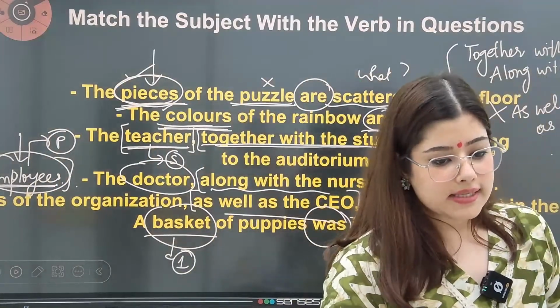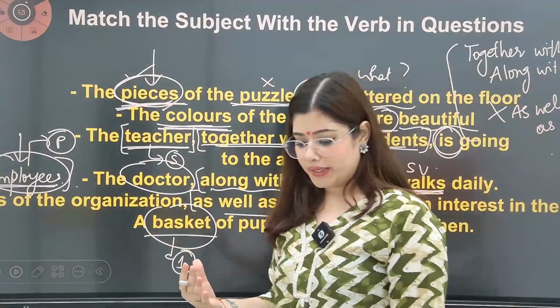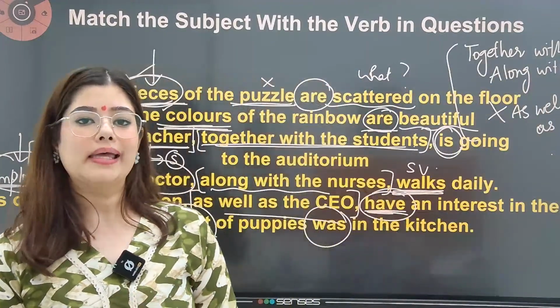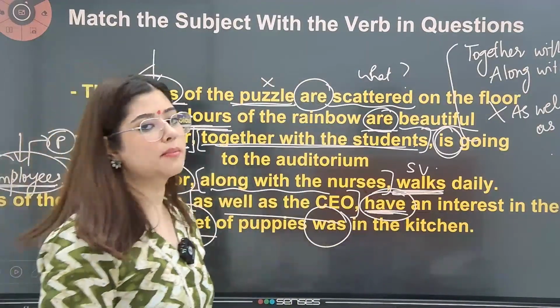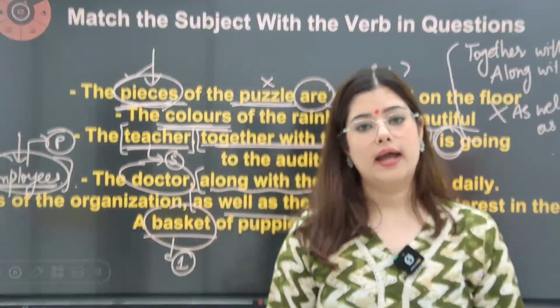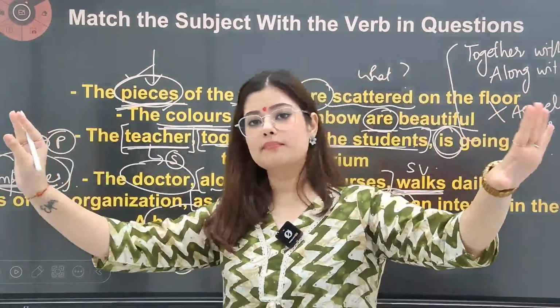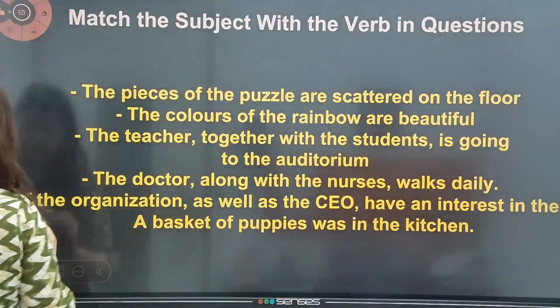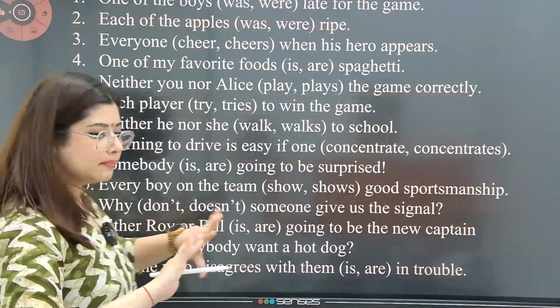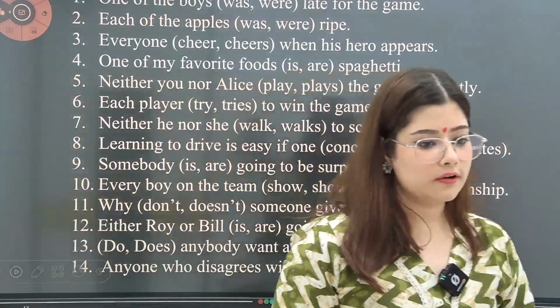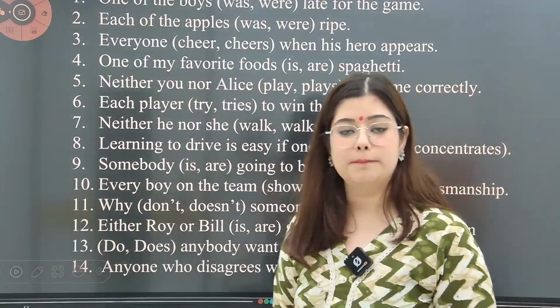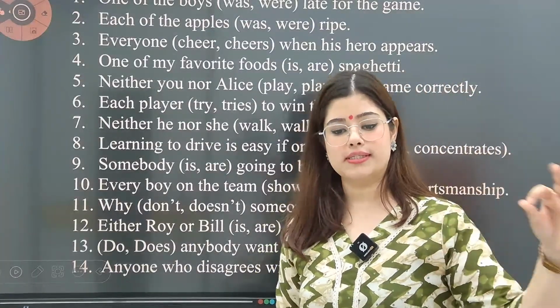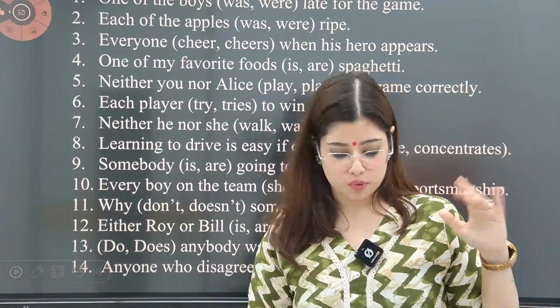So these are some of the rules that we need to keep in mind while solving the questions pertaining to subject-verb agreement. And one simple rule, I said it earlier, I'm going to say it again. One simple rule that we will follow, and that would be singular subject, singular verb, plural subject, plural verb.